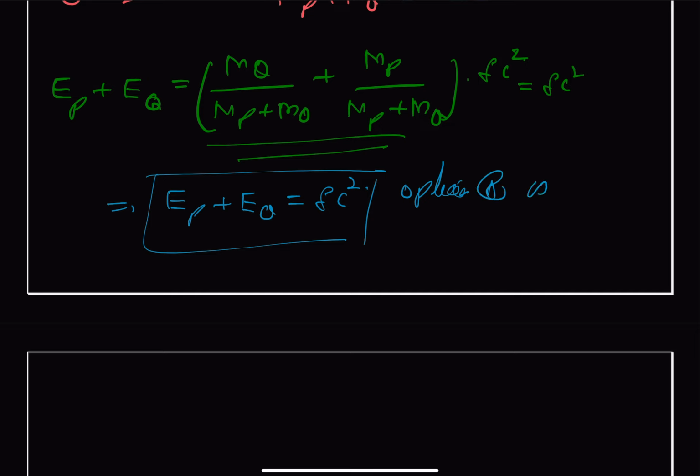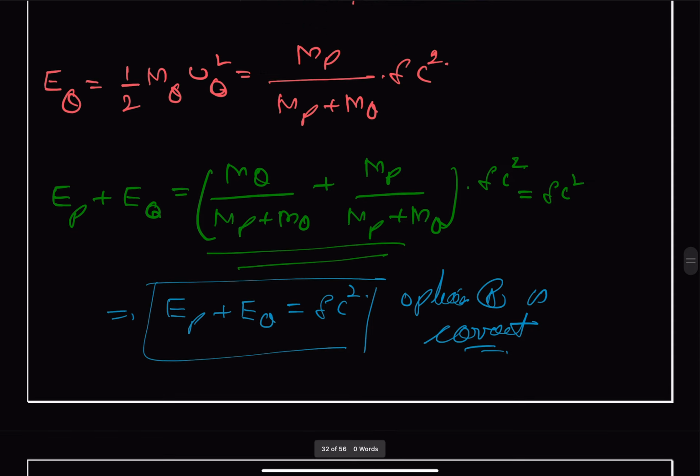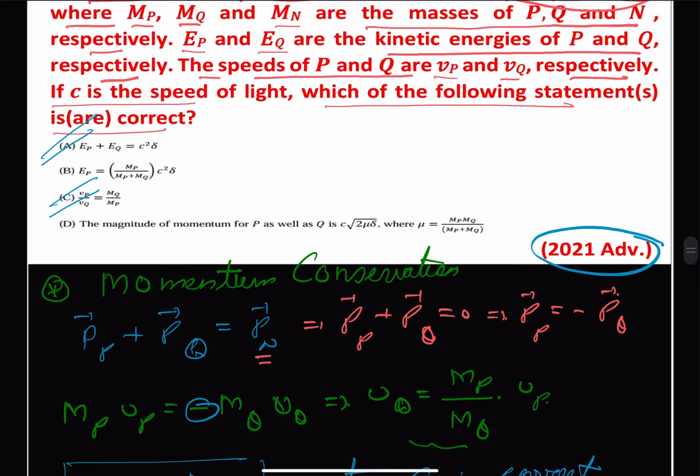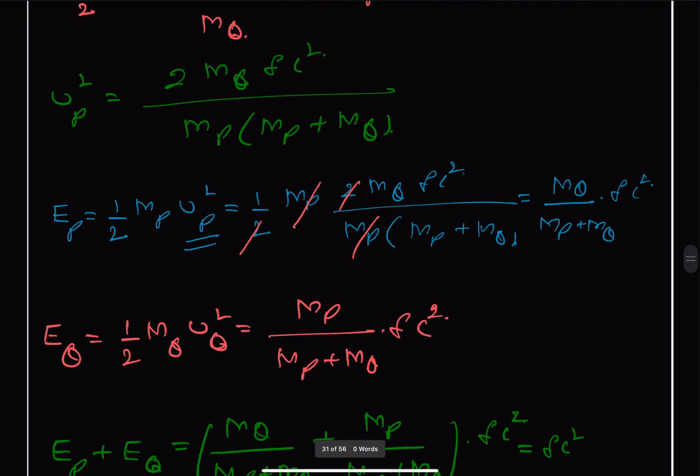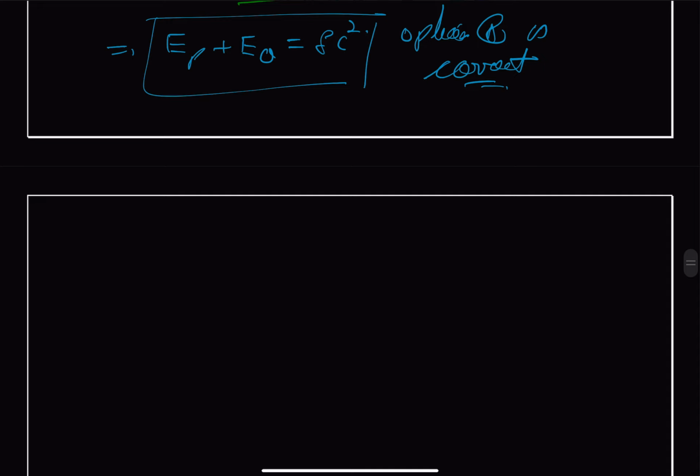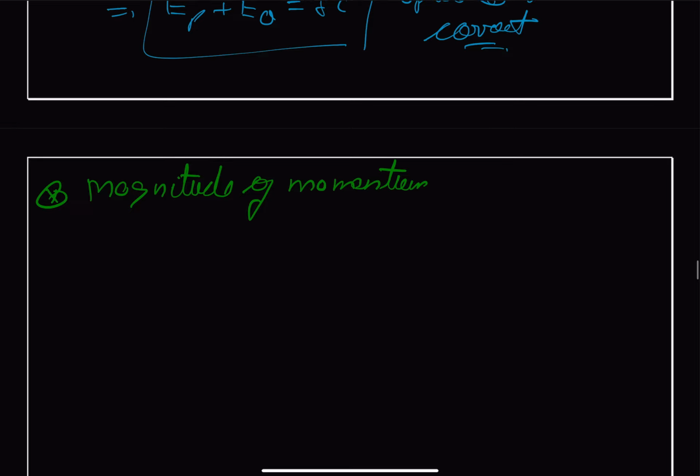A is correct. And next we have to find out the magnitude of momentum for P as well as Q. Okay. So magnitude of momentum, we know that is a product of mass and velocity. So we can say magnitude of momentum. Let us calculate for P, same we can calculate for Q also.